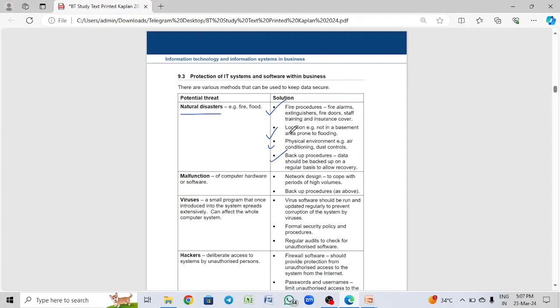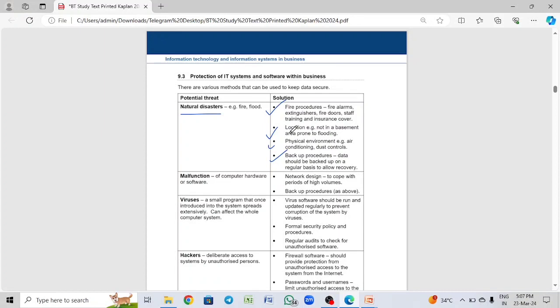Fire procedures are the alarms, so that the alarms ring, and the extinguishers we have installed everywhere. Wherever we go, in malls, in offices, we have fire extinguishers, the wall installed extinguishers. So as soon as the smoke reaches those fire alarms, they ring and the extinguishers automatically start. And we have insurance covers.